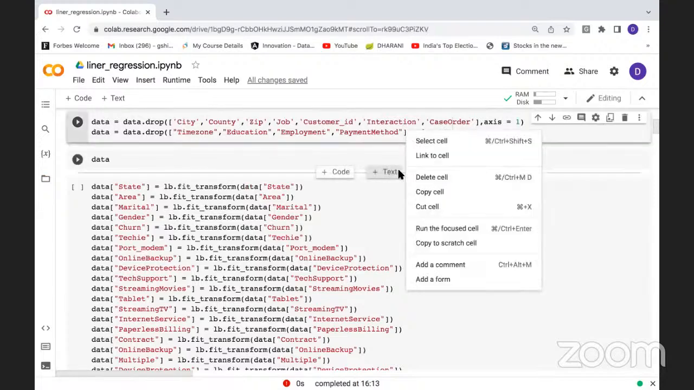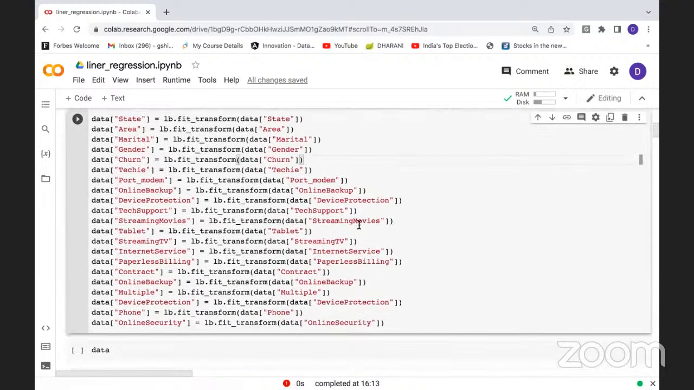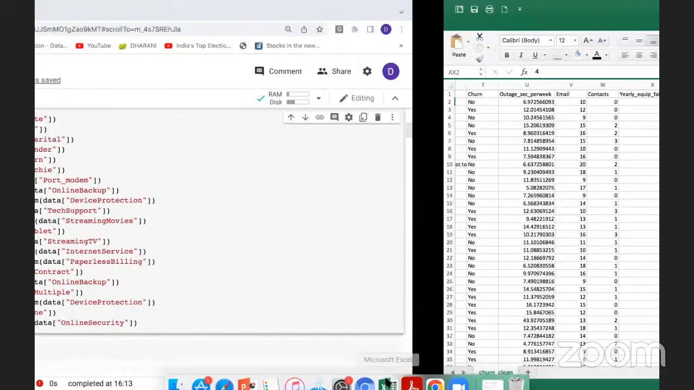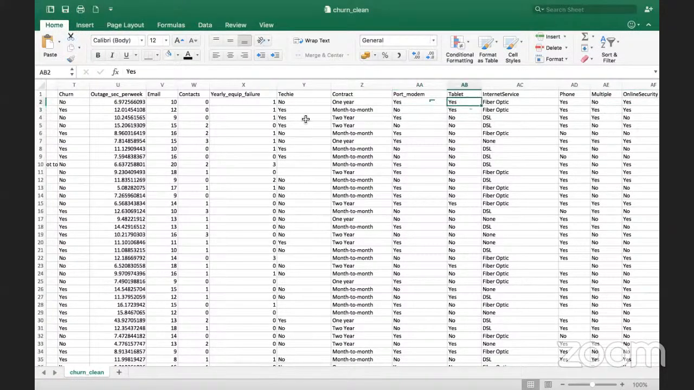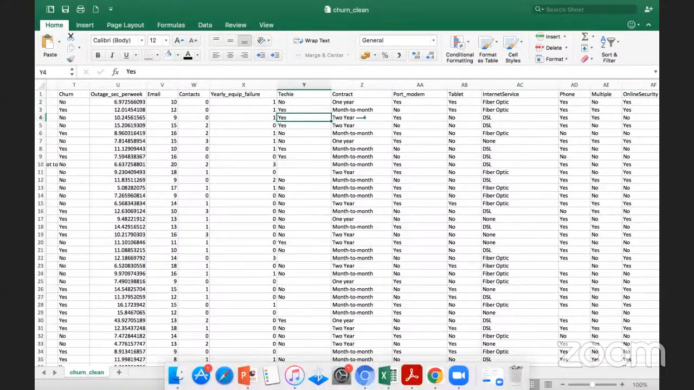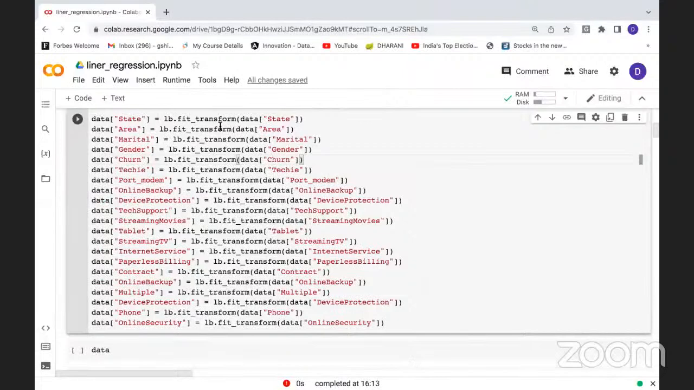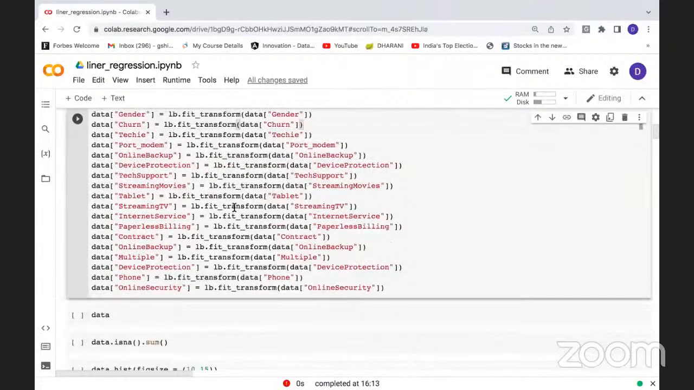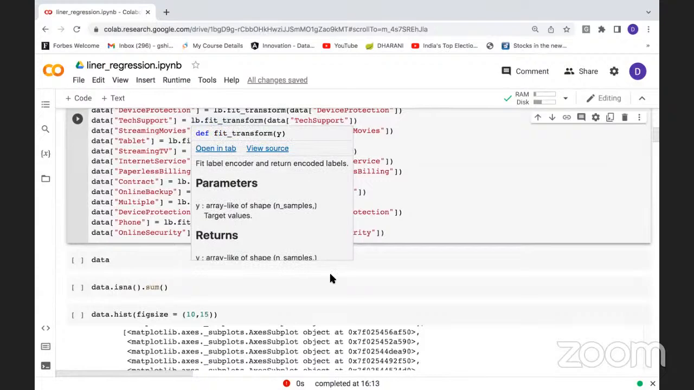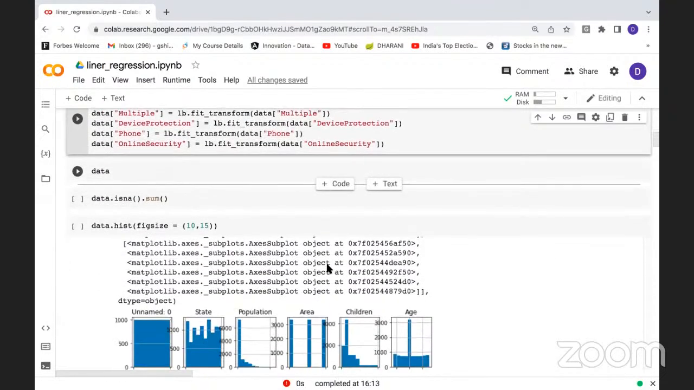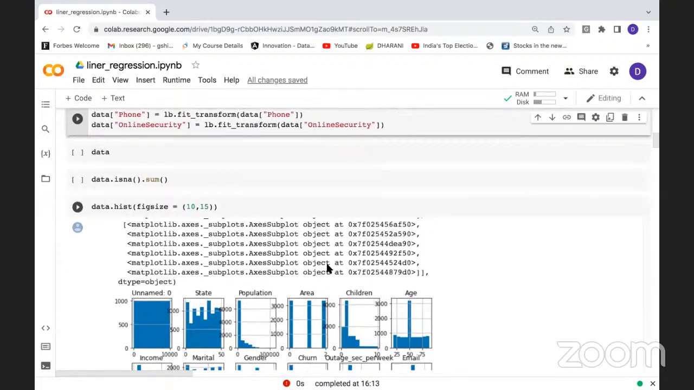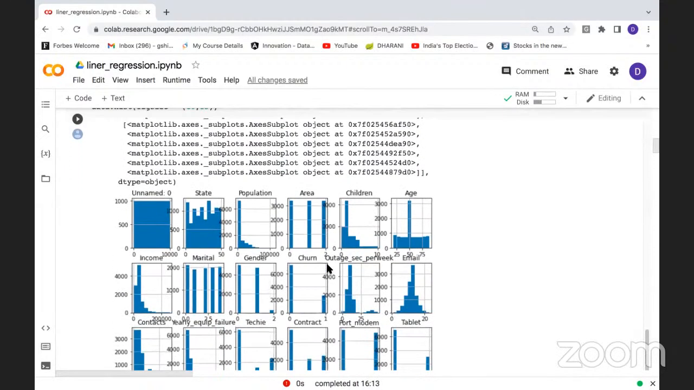So whatever the rest of the columns you have here, I have applied, because it is categorical data, right? If you see here, yes or no, yes or no, yes or no. So dummy variables should be created. So I'm just converting them using lb.fit_transform. So now what have I done here? I have checked for any NA values, there happen to be none, and I've checked the histogram.